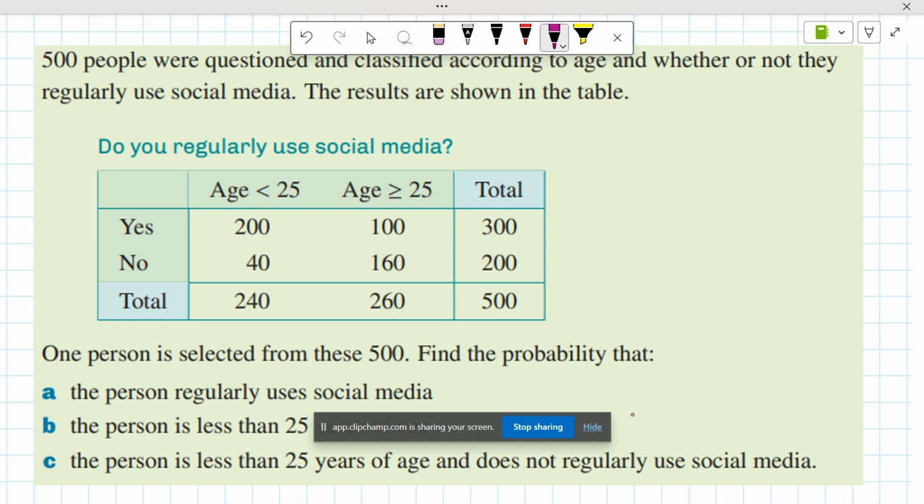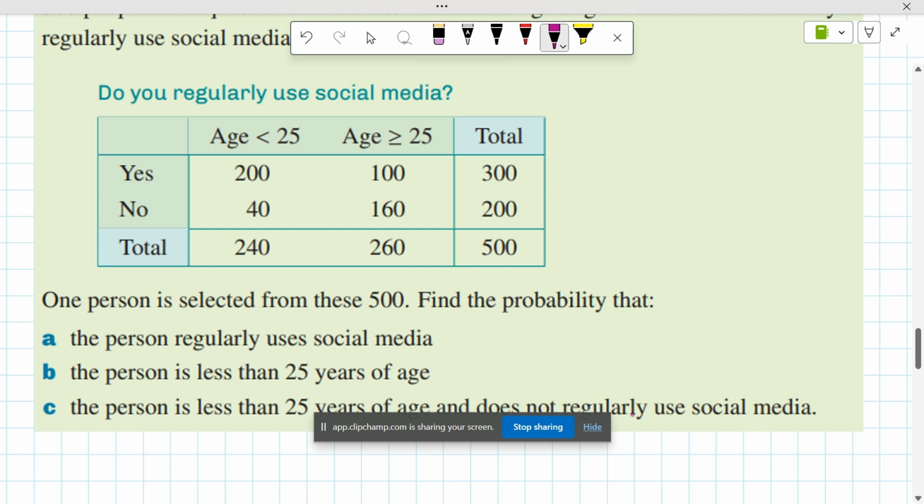So now what we do is we have 500 people in total. A person who regularly uses social media. So the probability of yes will be 3/5, because we're using the total.